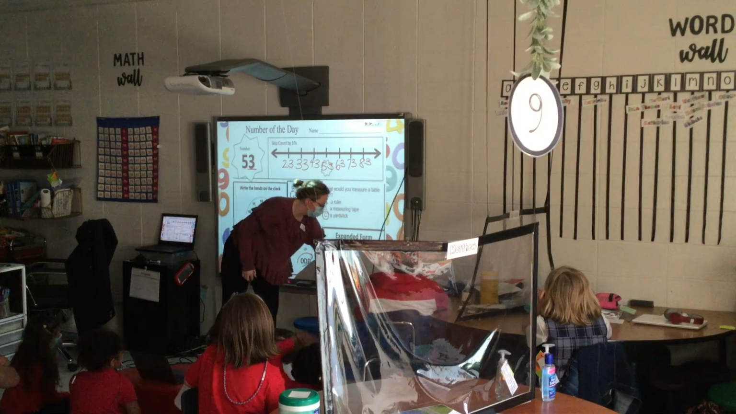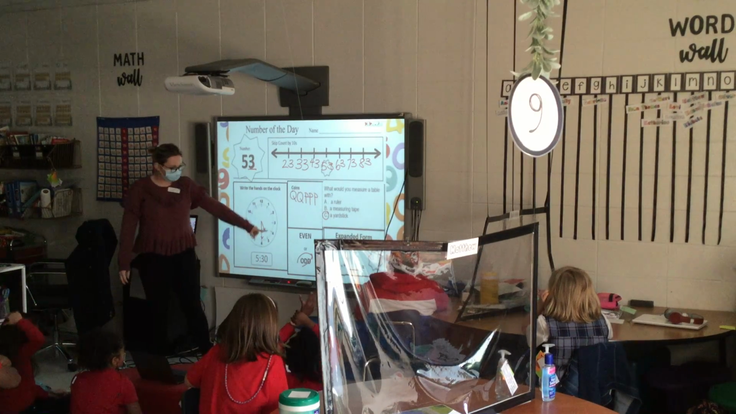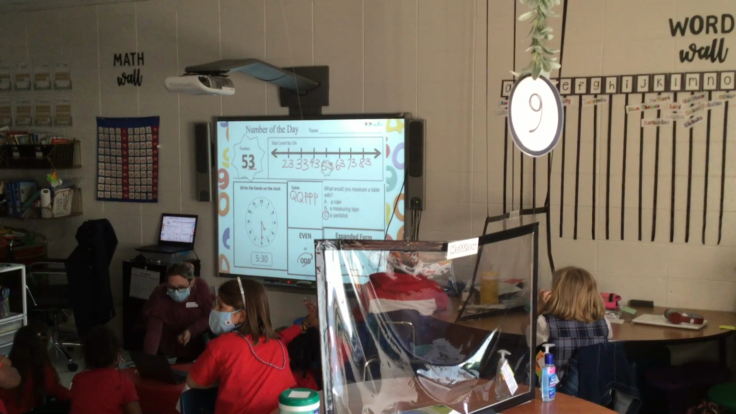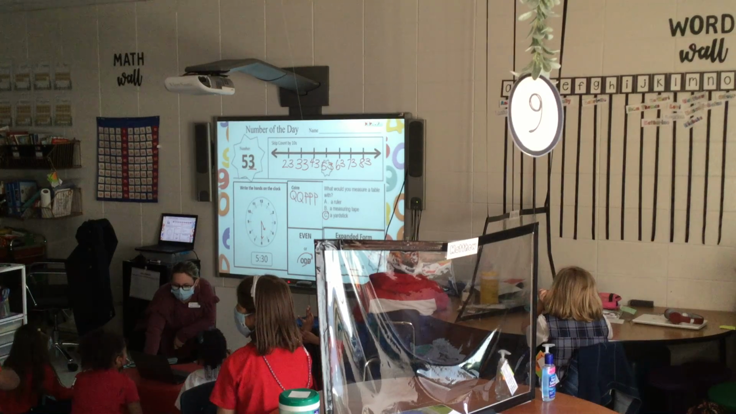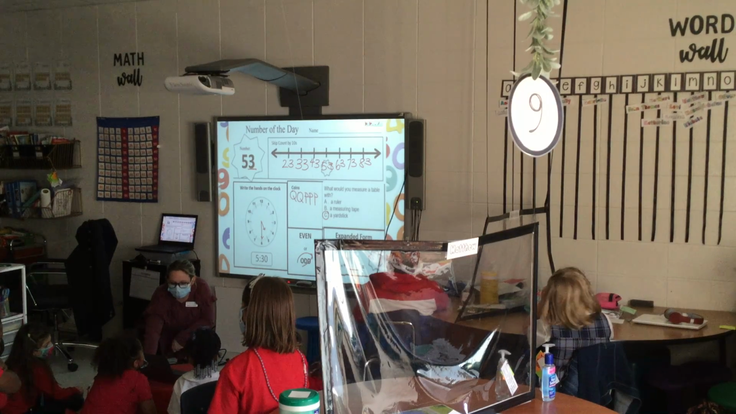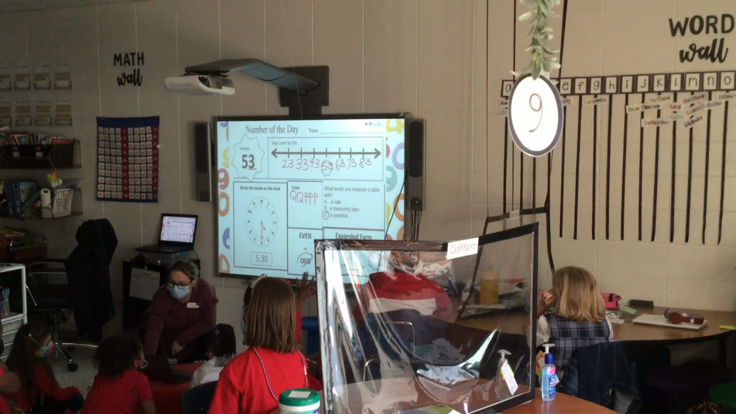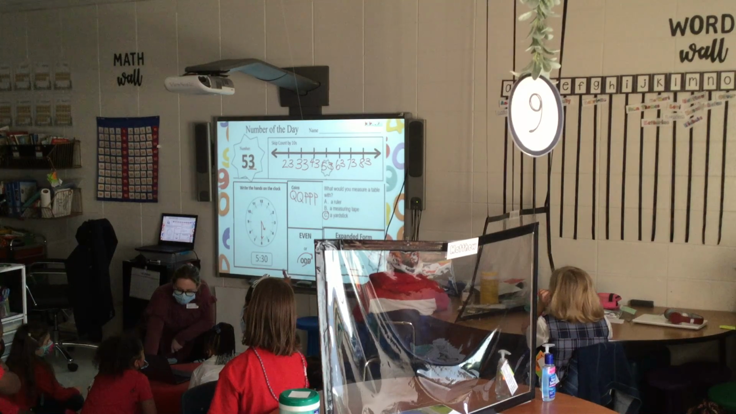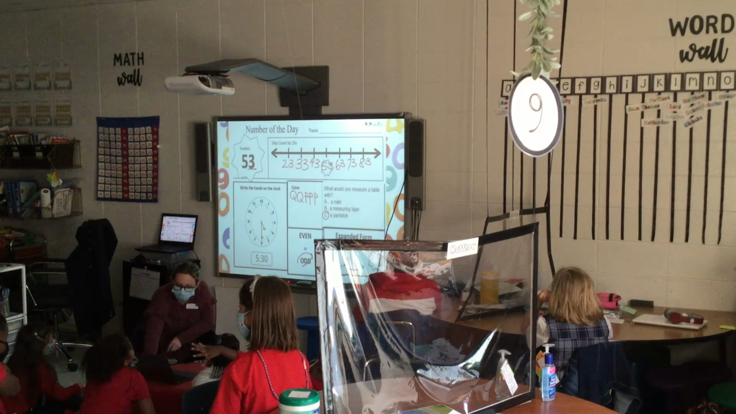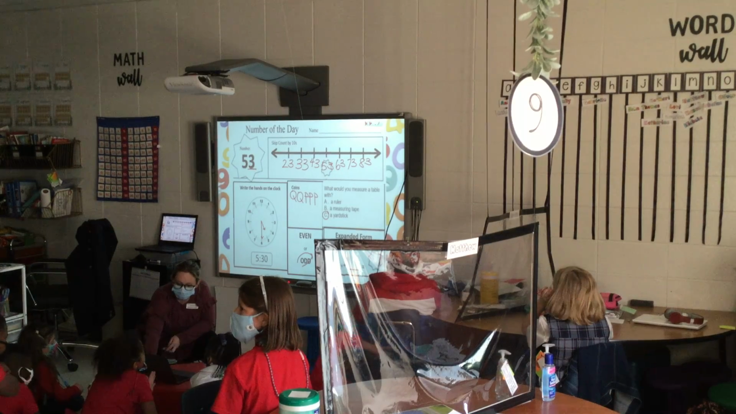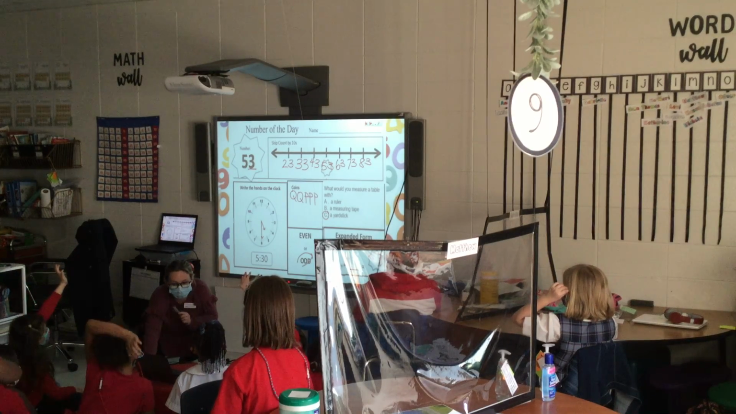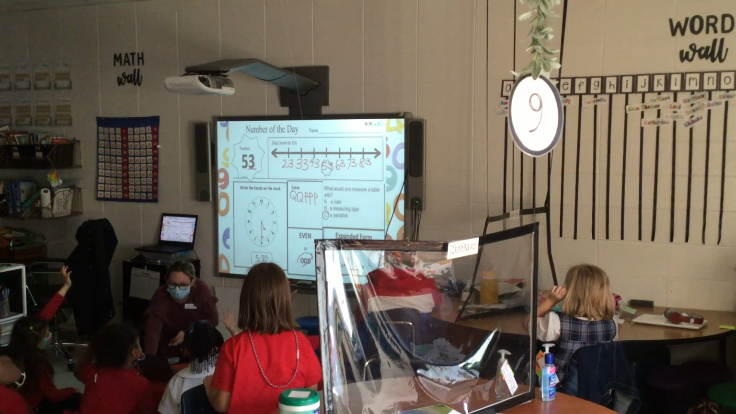Expanded form, this is something new. Can one of my remote learners help me with expanded form for the number 53? Landon, can you unmute yourself and let us know what expanded form is for this number? Expanded form for this number is, we can do, we can. Sit up, Virginia. Do you need some help? This is something we haven't really gone over yet. Okay, keep thinking.